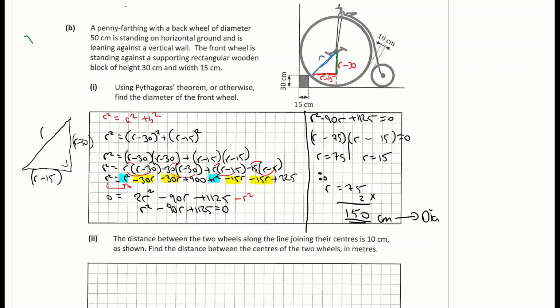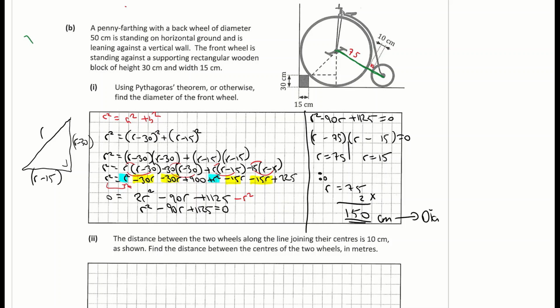Looking now at part 2, the distance between the two wheels along the line joining their centers is 10 centimeters as shown. Find the distance between the centers of the two wheels in meters. Okay, so let's just clear up our picture here and let's mark what we have. So I need the length of that green line basically. Not too difficult. We have a radius now, which is 75. I found that from part 1. I have the 10 here, which is the distance between the two wheels. And then what about the radius of this smaller back wheel? Do we know anything about it?